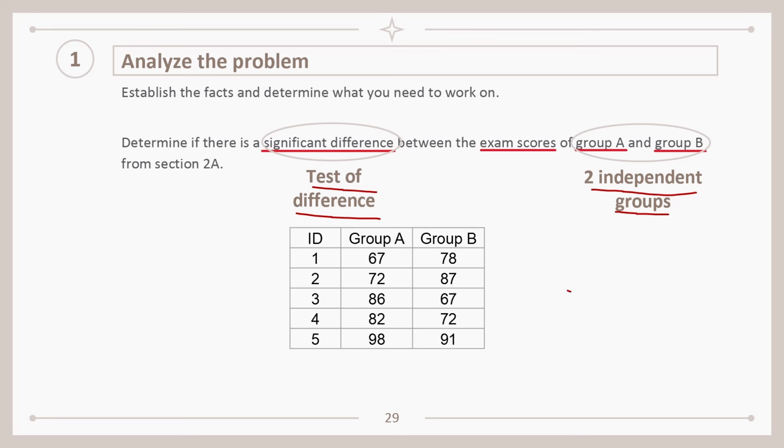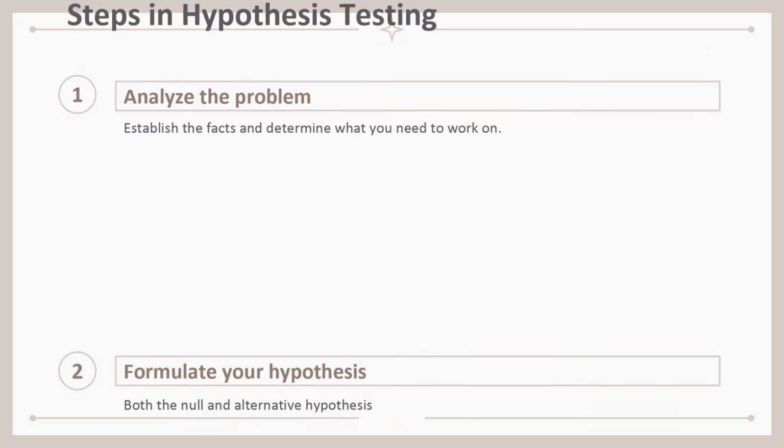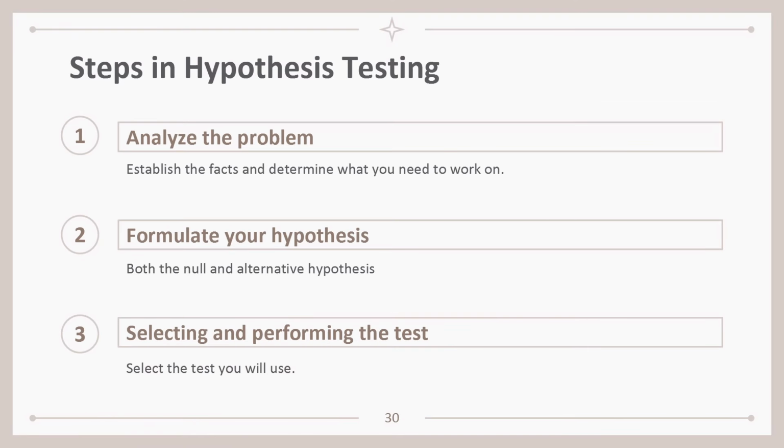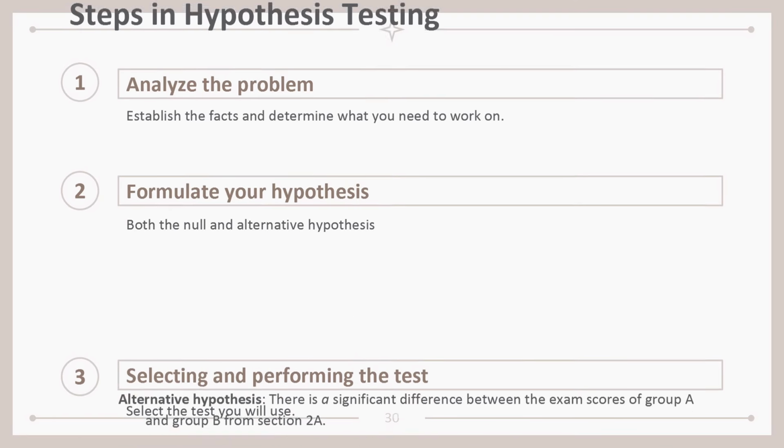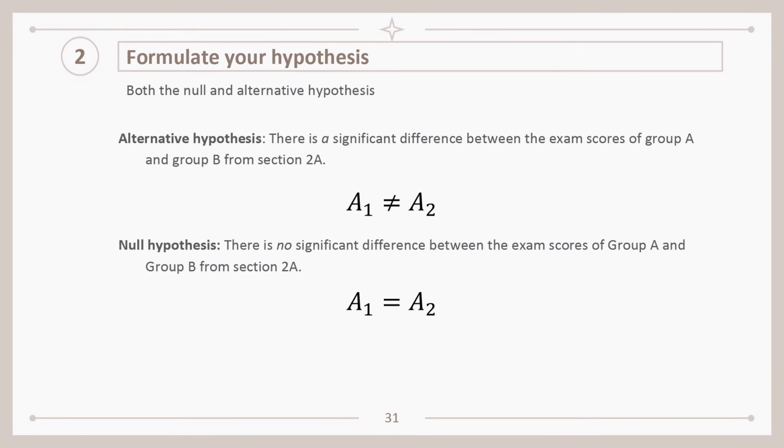Okay. Next, we organize our data. And if it's not already organized, then you would have to tabulate your data for it to be easier to access. Next, we formulate our hypothesis. Now, we have two different kinds of hypothesis. You have your alternative and you have your null.